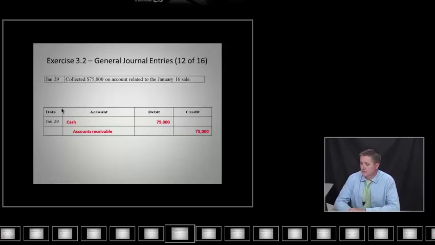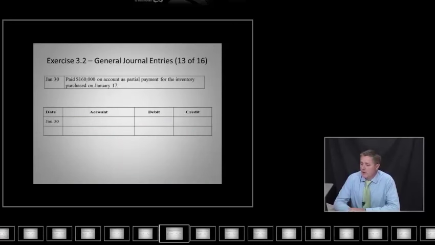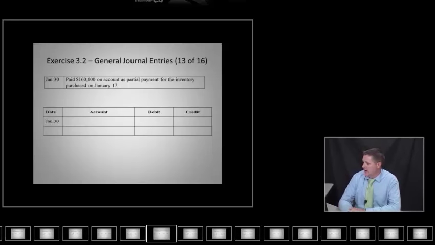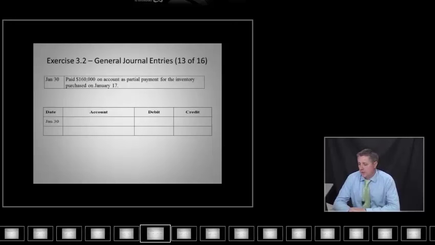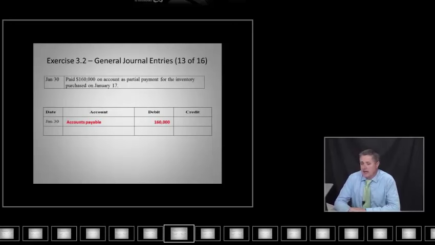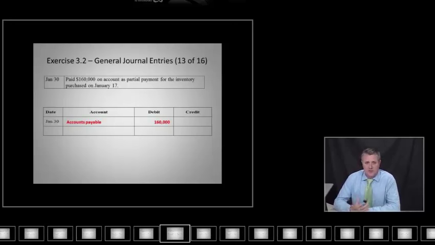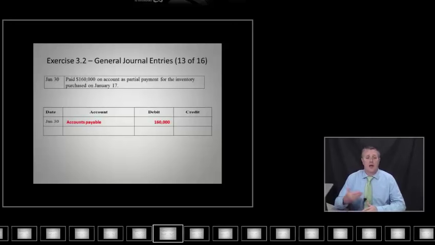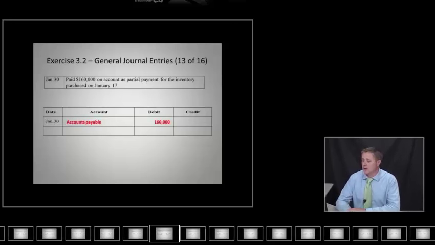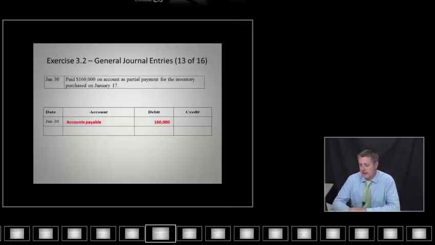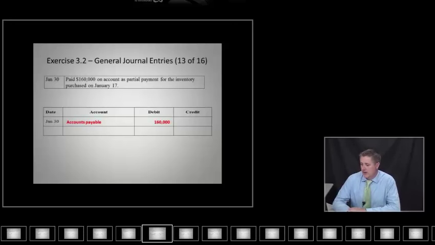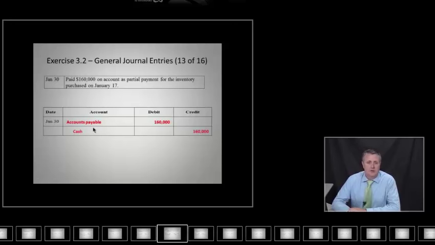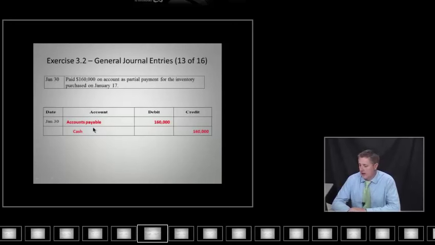Okay, on January 30th, we paid $160,000 on account as partial payment for the inventory purchased on January 17th. So again, this is kind of an opposite transaction from the previous one. Here, we actually had a liability, and we are paying off that liability. So we are going to reduce accounts payable by $160,000. So we debit accounts payable for $160,000, and our credit is going to be cash. So we're using cash to satisfy a liability.